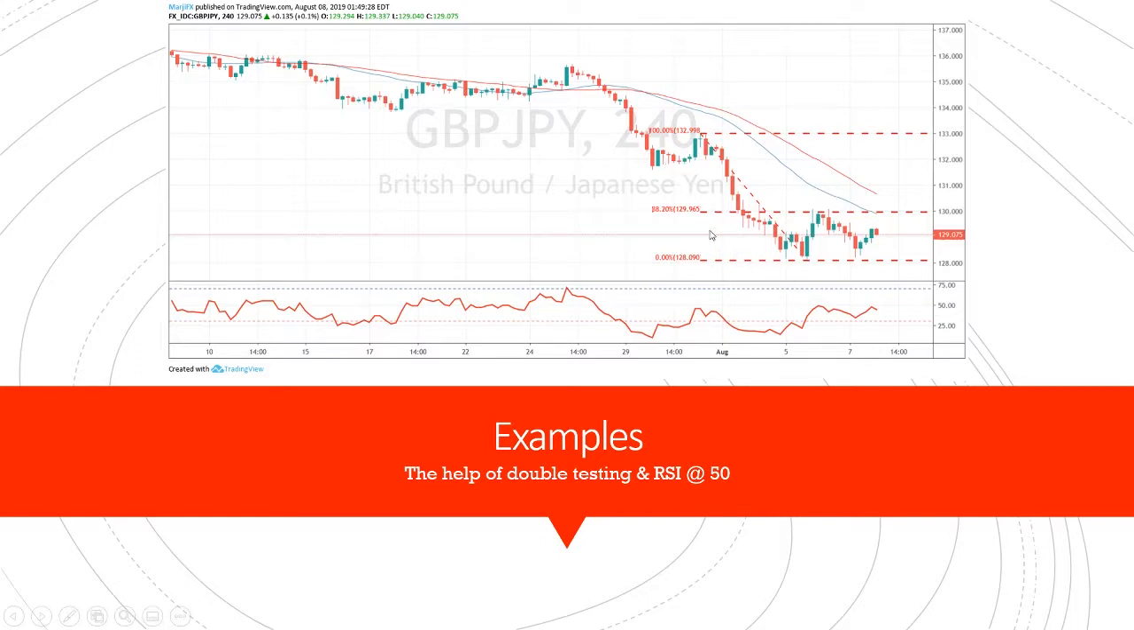The price drops from around 133 to around 128. This is a 500 pip move. This is a huge move. And then it starts rising again from around 128 to around 130, 200 pips. 200 pips divided by around 500 pips is almost 38%.